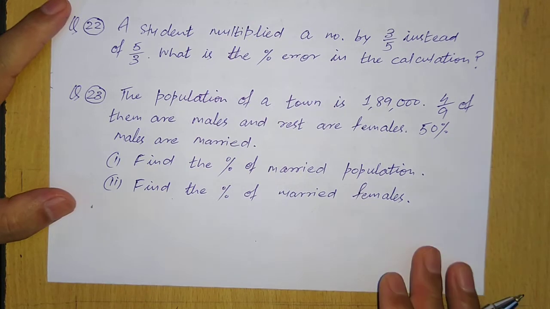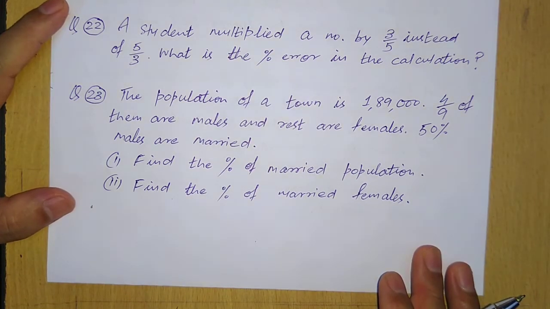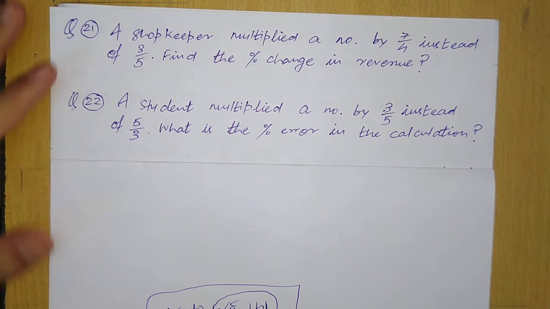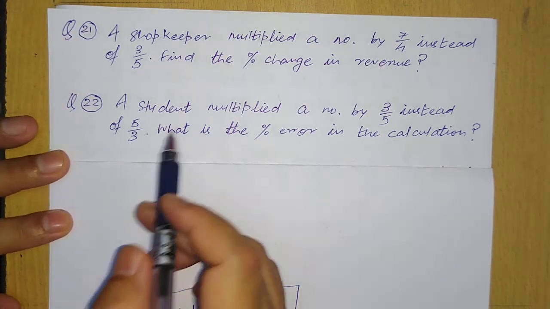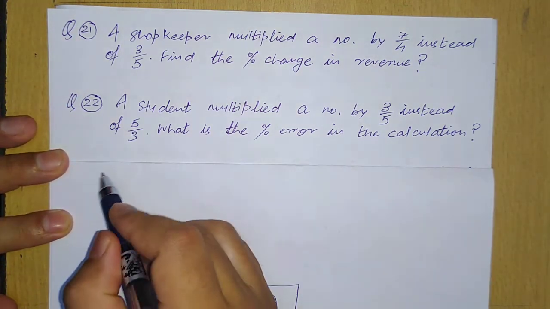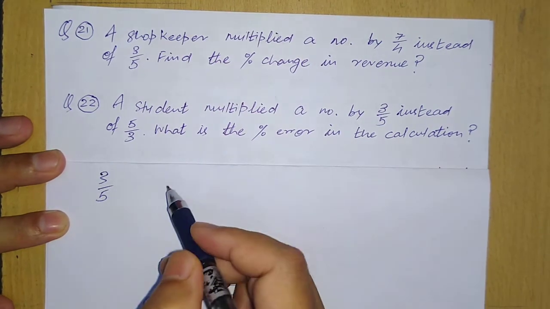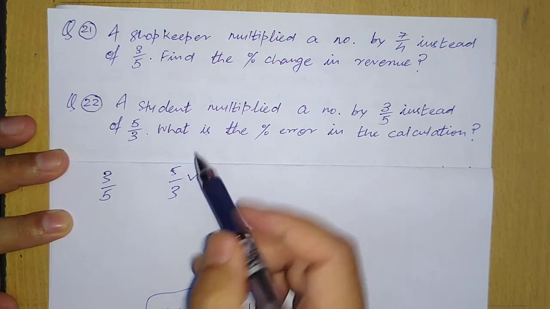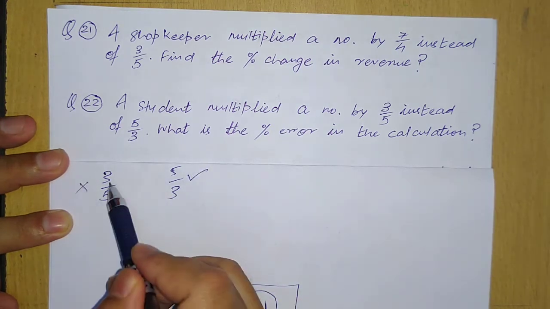Question number 22. A student multiplied a number by 3 by 5 instead of 5 by 3. What is the percentage error in the calculation? Question is similar to 21. So a student multiplied a number by 3 by 5 instead of 5 by 3. He was supposed to multiply it by 5 by 3, but by mistake he multiplied it by 3 by 5.